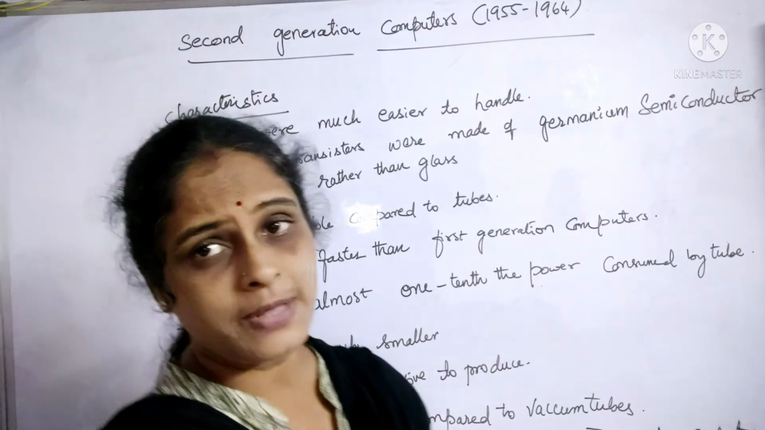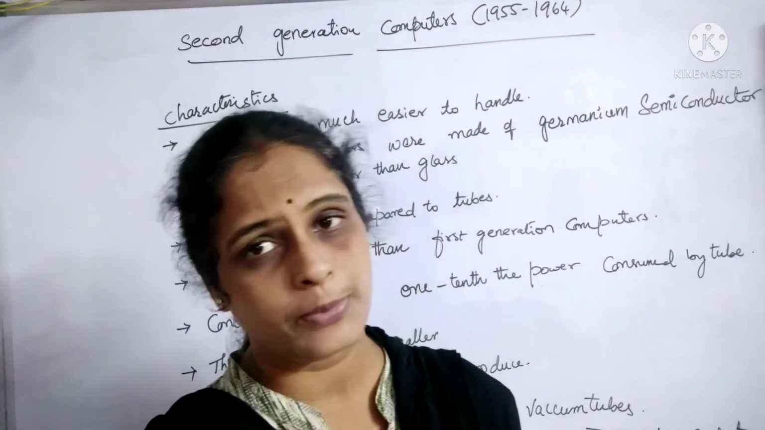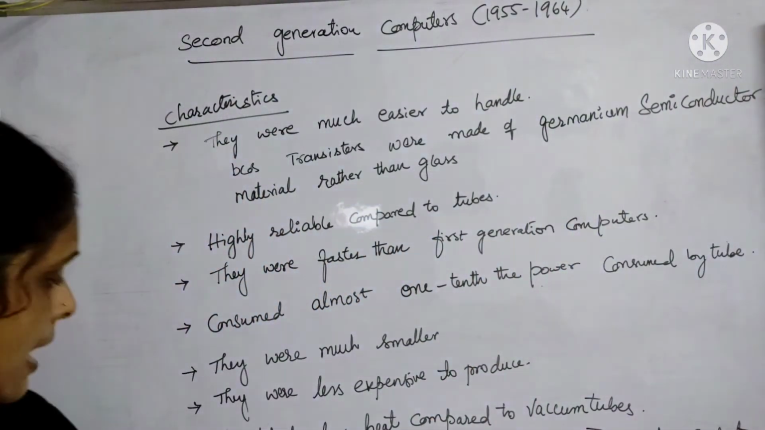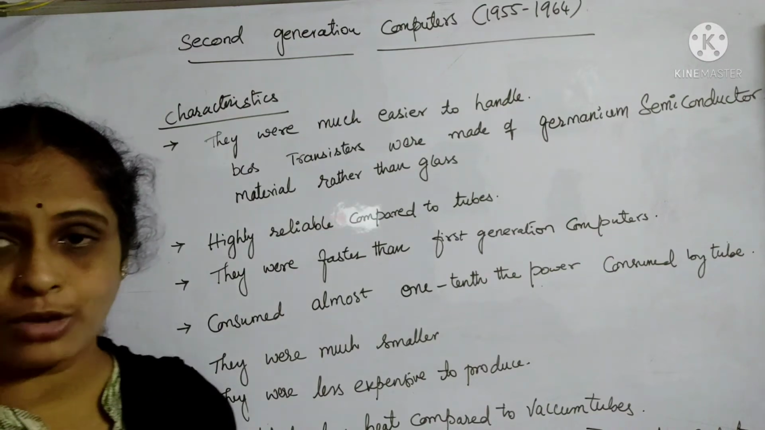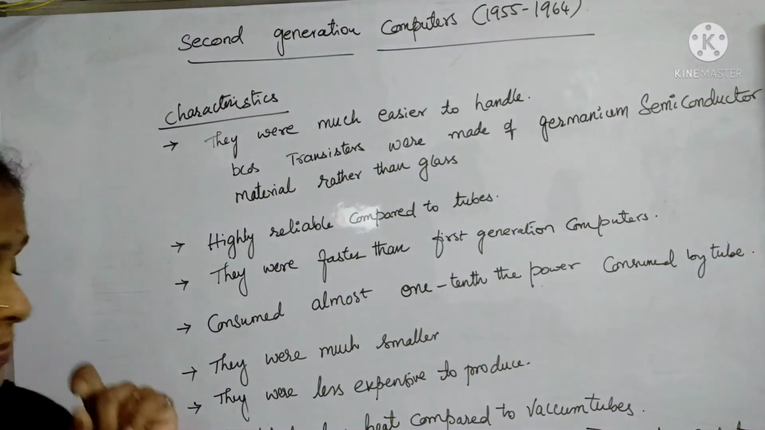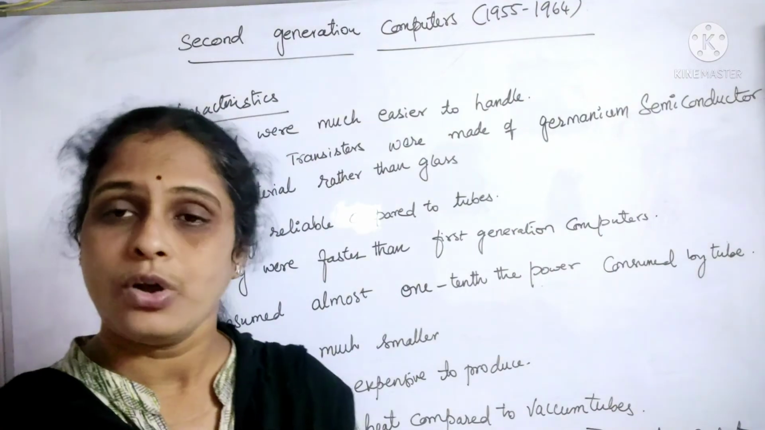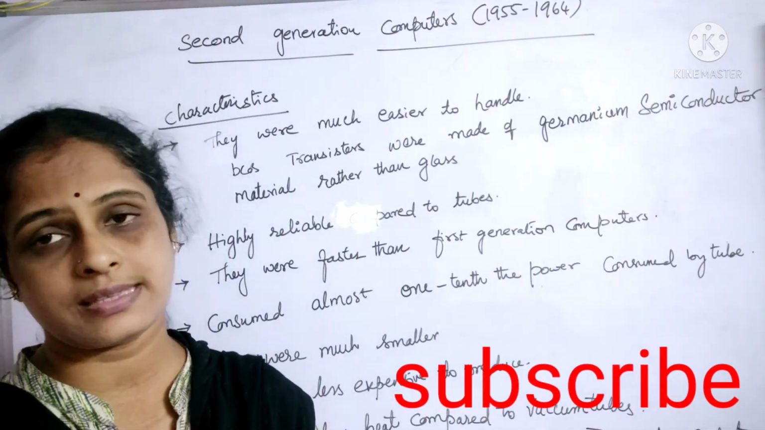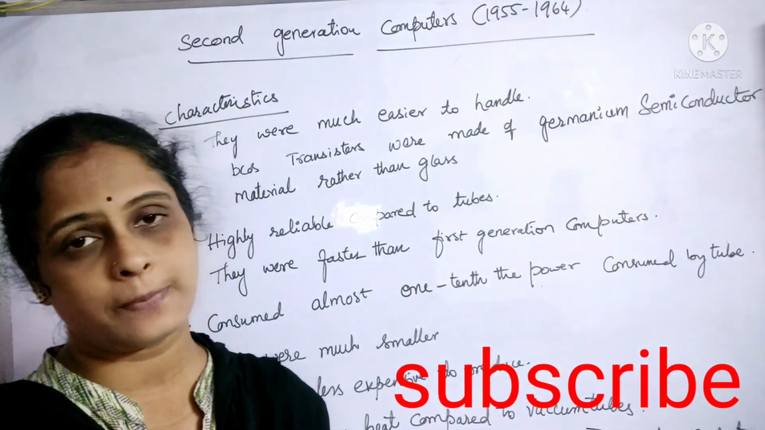Then the examples of these second generation computers are the IBM 1620, IBM 7094 or UNIVAC. These are the examples of second generation computers.